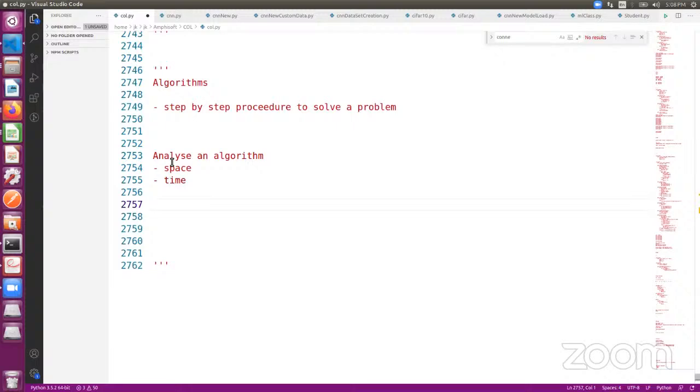Complexity of algorithm. Are we going to discuss it? Yeah, yeah. We're going to discuss complexity of algorithm.